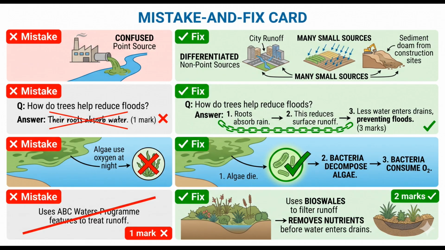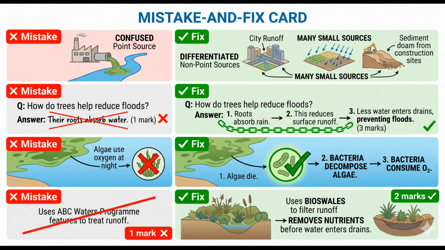Mistake 3, the critical one, writing algae use up the oxygen. Algae produce oxygen when alive. Bacteria consuming dead organic matter during decomposition are what depletes the oxygen. This costs a mark in WAQ2 every time. Write bacteria decompose dead algae, consume dissolved oxygen, not algae use up oxygen.